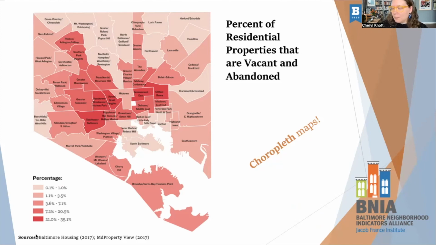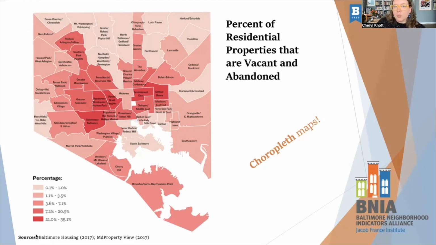Here's an example of a community indicator being represented at the community statistical area. Data is available on the BNIA website as well as BNIA's open data portal, with values for our 55 communities. And once we have values representative of these polygon areas, we're able to make some maps.